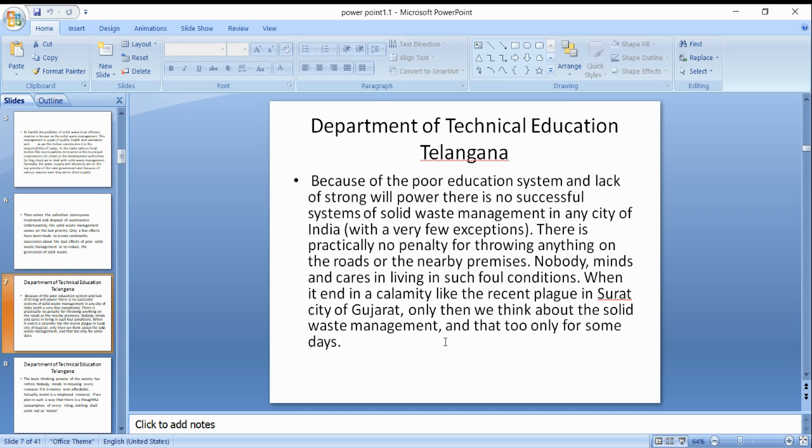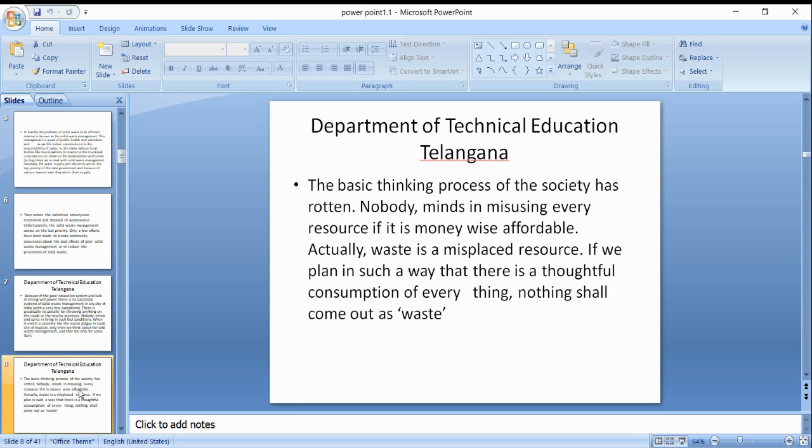So this is somewhat how the rats came due to the vast solid waste. For that we have to give awareness about those things. The basic thinking process of the society has broken. Nobody minds misusing every resource if it is affordable money-wise. All are thinking about how we will get it and how much money, but no one is caring about the pollution, how much we are polluting the surroundings.